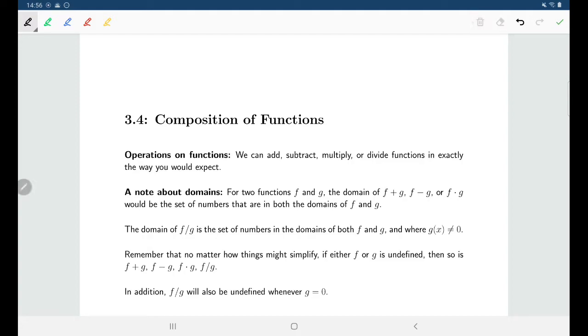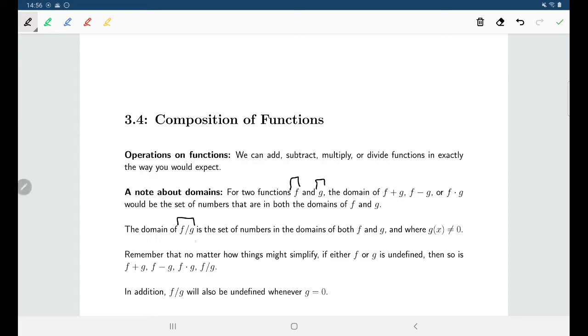It basically would be all the values that are in the domain of the first function and at the same time in the domain of the second function. We have an extra quirk when we're talking about division, because in addition to the functions f and g both needing to be defined, so in other words, when we're looking at f divided by g, we need to think about where is the domain of f. We also need to think about where is the domain of g.